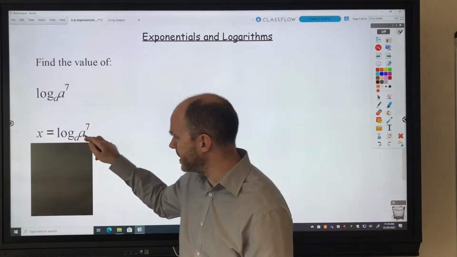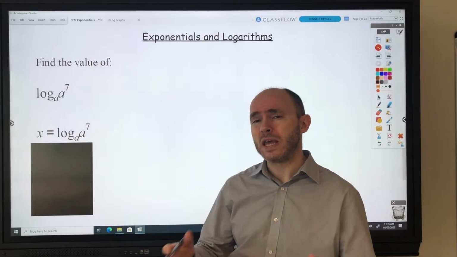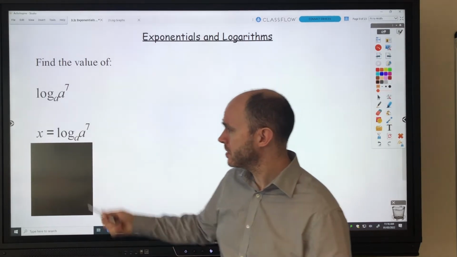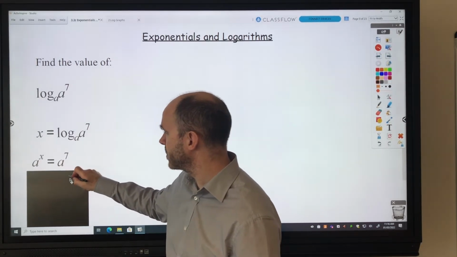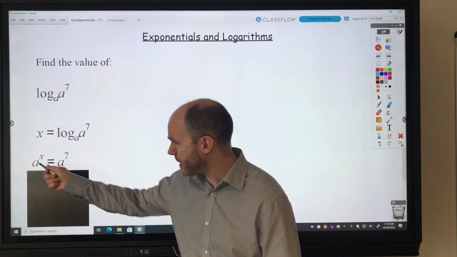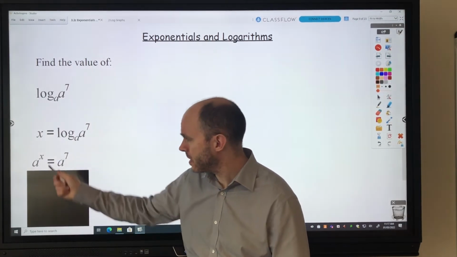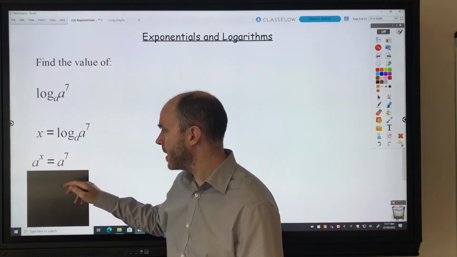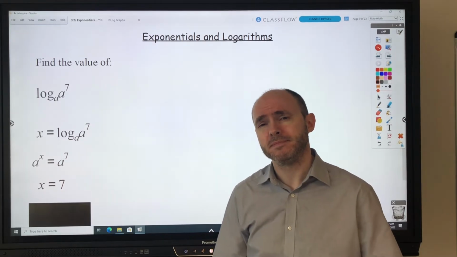I've written it as x equals something. Now what I'm going to do is do the inverse operation of log base a, which is a to the power of. So a to the power of x is equal to a to the power of 7. Can you see how easy this is? The base numbers are the same, a and a. It's just the exponents, the indices, the powers must be equal. x must be 7. Okay, and that's it.